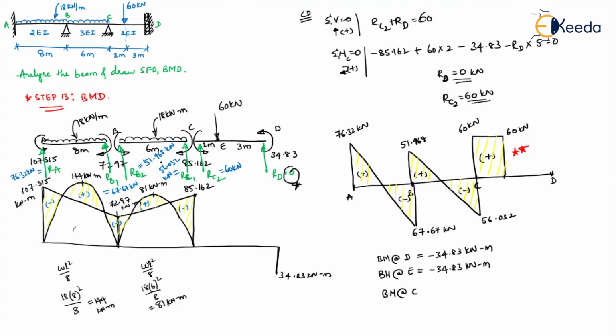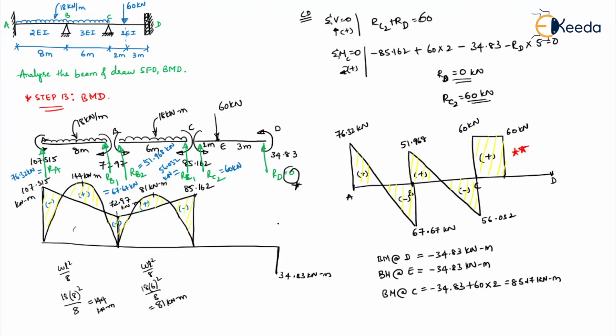Then come to your point C. At point C what will I do? Check on the right side. So this is minus 34.83, and then the loading is also there which will cause a moment at C. So this is clockwise, so what will happen? Plus 60 into 2. So how much will that value be for you? It's 120 minus 34.83. So this will be equal to 85.17 kilonewton meter.